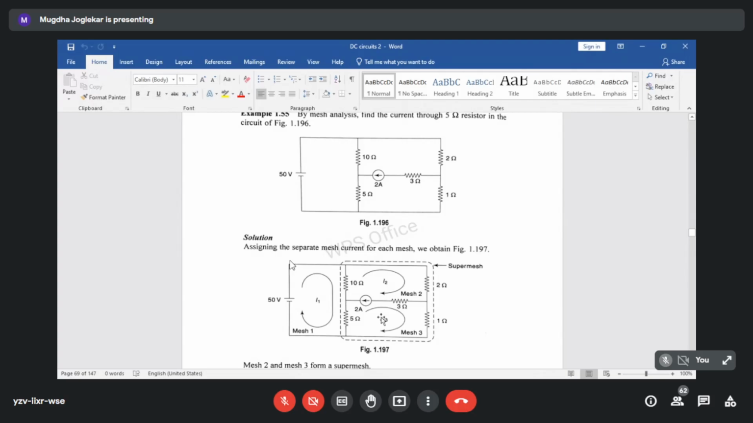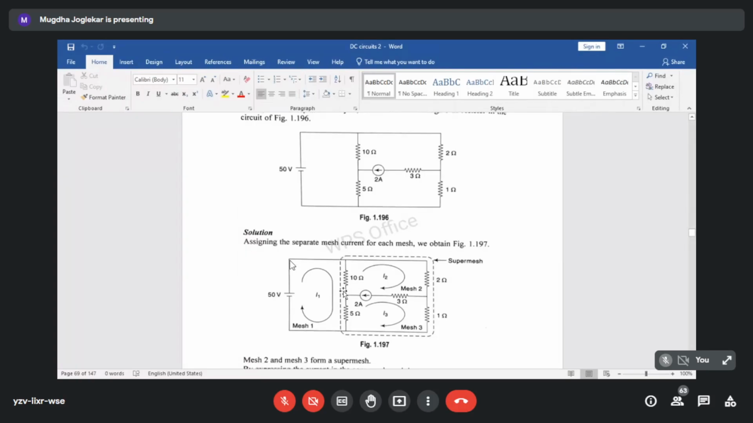After writing this equation, just think that this branch is not present in your circuit. Don't remove it actually. So we have applied super mesh across the whole circuit. When you are going to apply super mesh, here you are going to consider current I2, here you are going to consider current I3. So though we are applying super mesh, the currents are different. So when you write the equation: minus 5 (I3 minus I1), minus 10 (I2 minus I1), minus 2 into I2, minus 3 into I3, that is equal to 0. That is your super mesh equation.